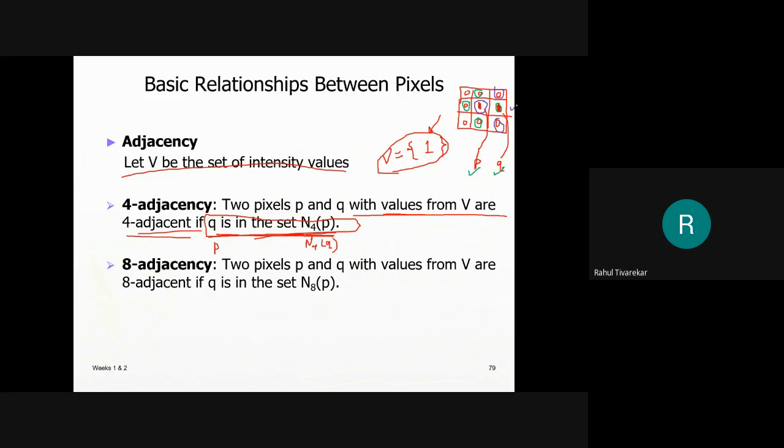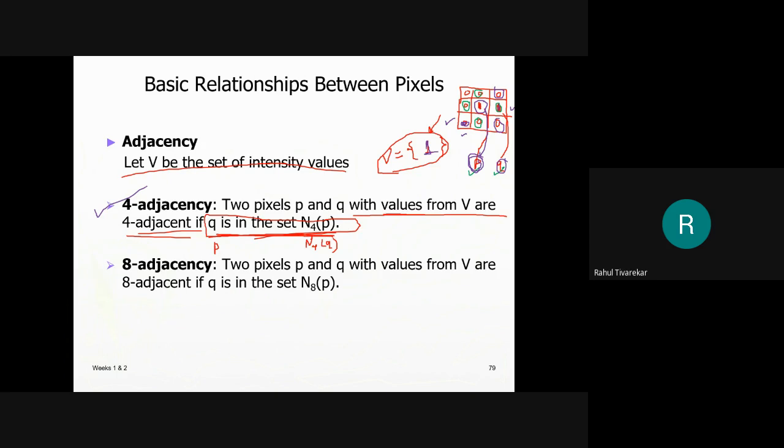So it's not necessary that all four neighbors will always be possible. For example, in this pixel, we don't have 4 neighbors at this side and this side. Okay, so that is possible. So currently for this pixel, we have only three 4 neighbors, and one of them is P. Okay, so for P, one of the 4 neighbors is Q, and for Q, one of the 4 neighbors is P. So they are 4 neighbors of each other, and both of the values are present in the set V, and hence we can say that pixel P and pixel Q are 4 adjacent.